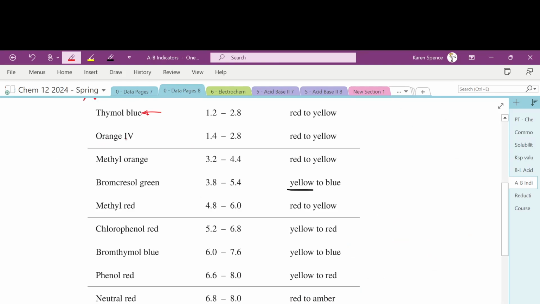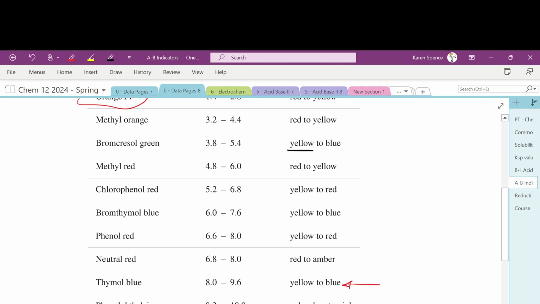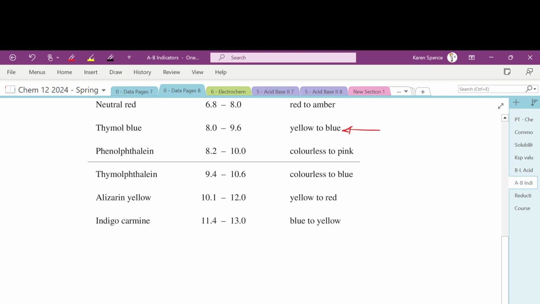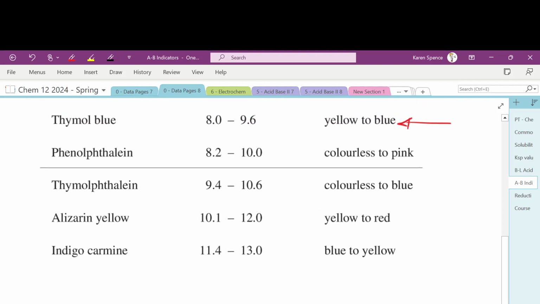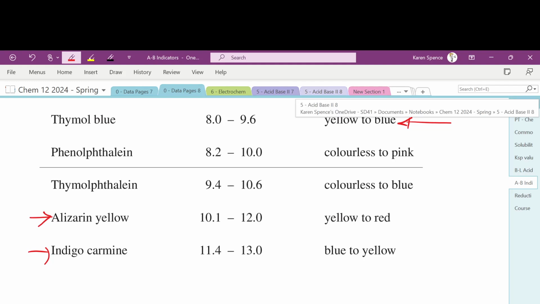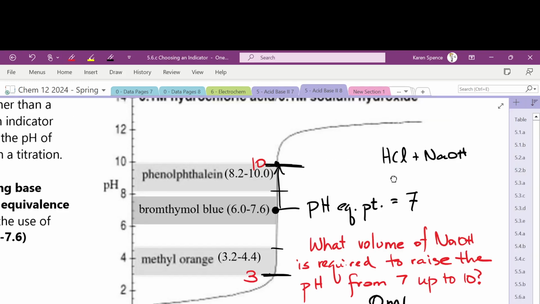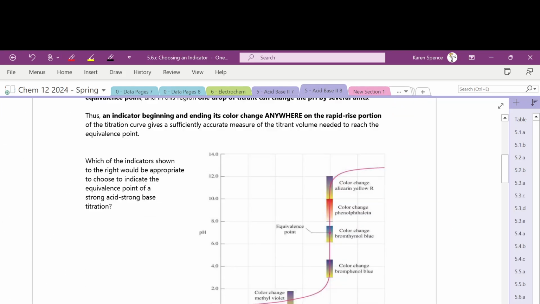Could we use orange 4? No. And then we're going to go down. Which of the ones at the top end would be poor choices? Alizarin yellow is a little bit outside our range, and so is indigo carmine. Neither of those would be good choices. But for a strong acid, strong base titration, you can choose almost any indicator other than those few at the very end.